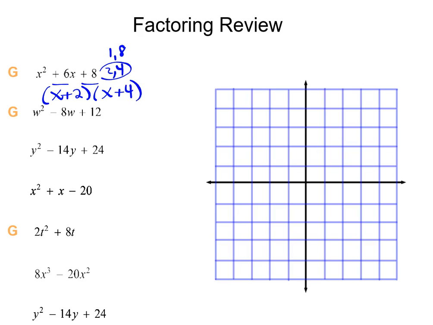On this next one, we want factors of positive 12 that add to give us negative 8. But we know if they multiply and give us a positive, they have to have the same sign. But because they add to give us a negative, they must both be negative numbers. So is it going to be negative 1 and negative 12, negative 2 and negative 6, or negative 3 and negative 4? Well, here's our 2 that add to give us negative 8, so it's going to be w minus 2 and w minus 6.